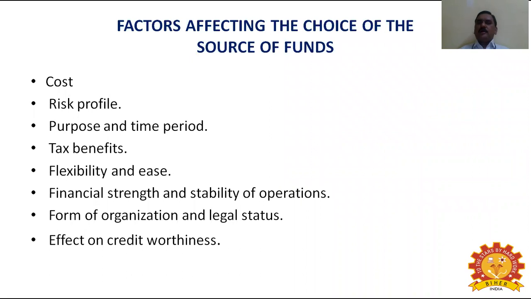Right. Next, what are the factors affecting the choice of the sources of funds? There are different factors. Let us see one by one. Number one, cost. Number two, the risk profile. Number three, the purpose and time period. Number four, the tax benefits. Number five, the flexibility and ease. Number six, the financial strength and stability of the operations. Number seven, the form of organization and legal status. And number eight, the effect on creditworthiness.